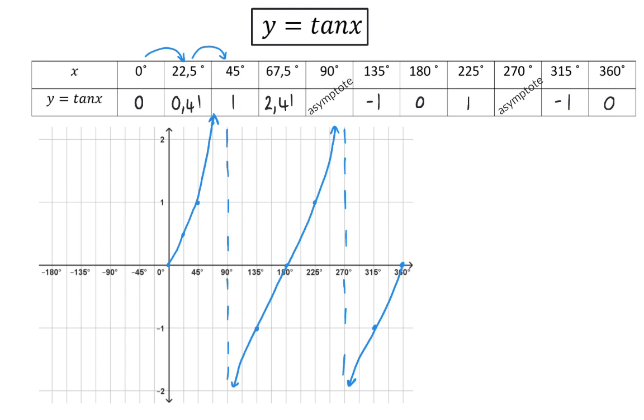Note that the tan graph is not a straight line, but that in between two of these asymptotes, there will always be a curve that starts in the bottom left and with one curve moves its way up to the top right. And this pattern keeps repeating. So, to the right of what we've already drawn, as well as to the left of that, this pattern will be repeated.